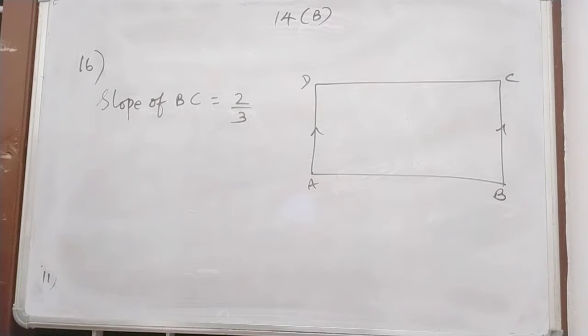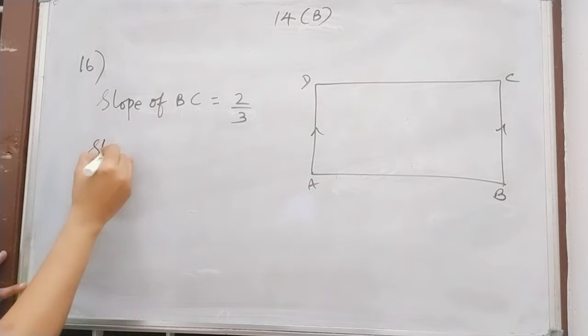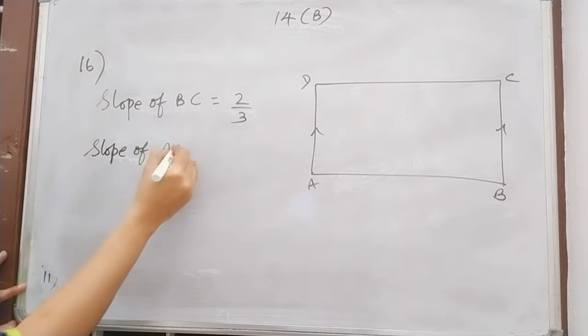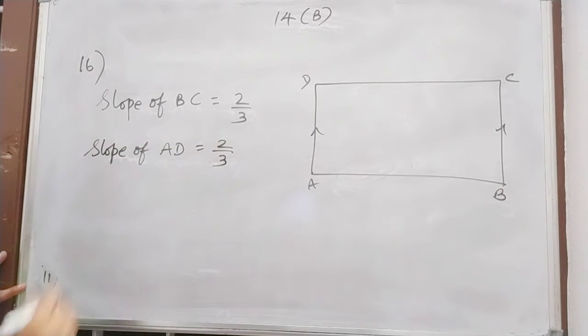Since BC is parallel to AD, what will be the slope of AD? Slope of AD also will be what? BC is parallel to AD, as given. Therefore, the slope of AD also will be 2 by 3, since these two are parallel lines.